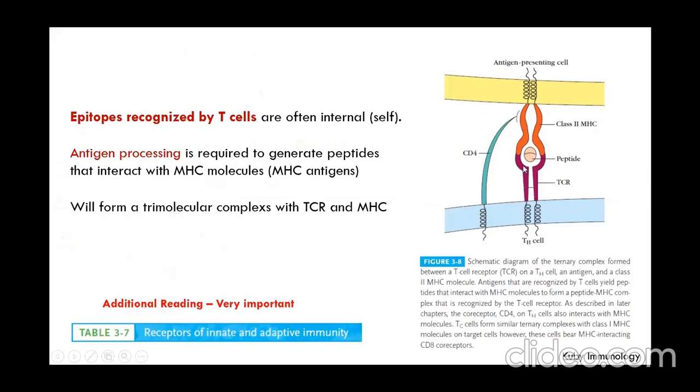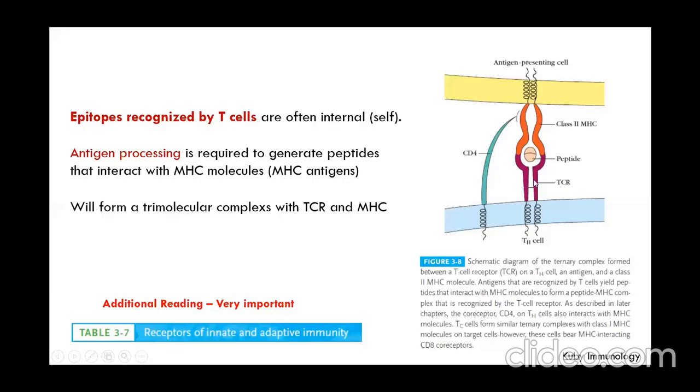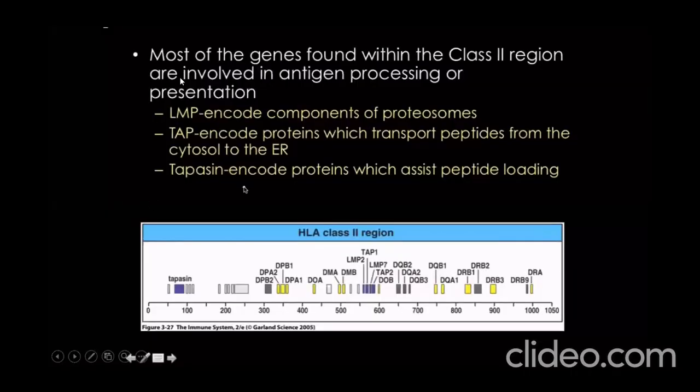And this is the peptide already processed bound to the class 2 MHC molecule that is presented to the TCR. This ternary complex formation is important. At the same time, there is the processing of the peptide. That's why there are specific genes that help in processing and presentation of the antigen.